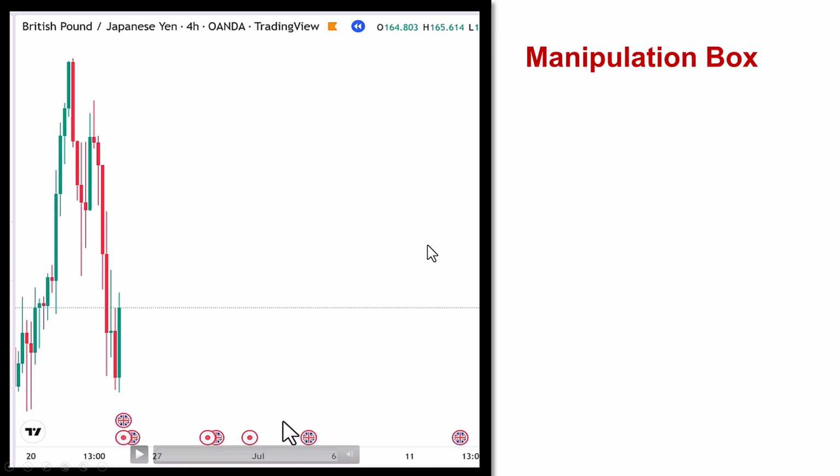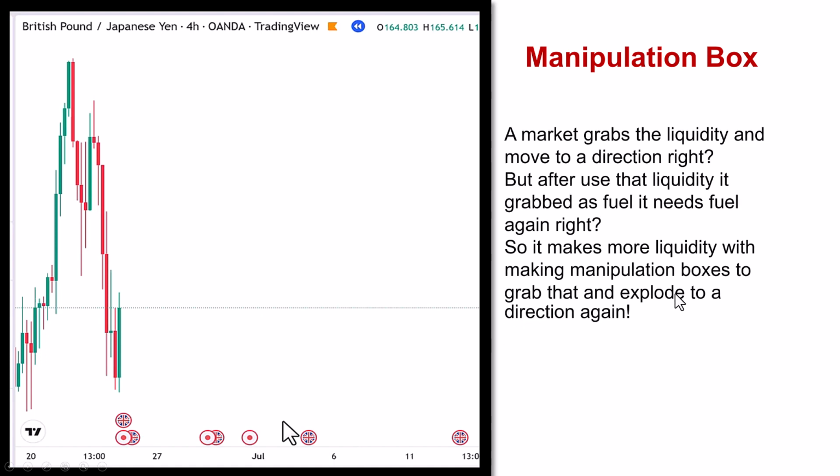What is a manipulation box? As I said, markets use grabs of liquidity as fuel to move in a direction impulsively. So first it grabs a liquidity pool and then spikes downward or upward. So its fuel is burned out and it needs more fuel for the next movement. One of the obvious ways to create and absorb fuel is making manipulation boxes.